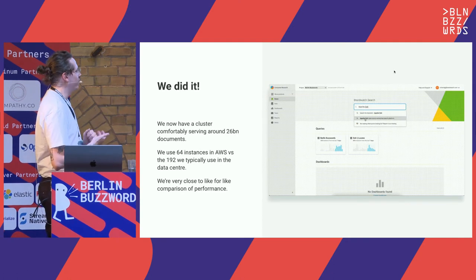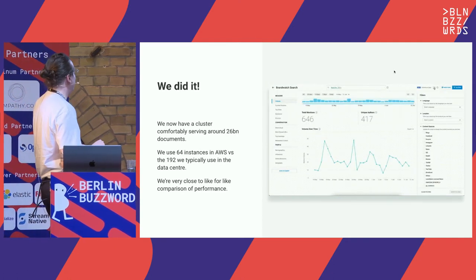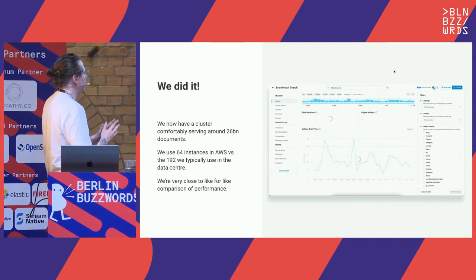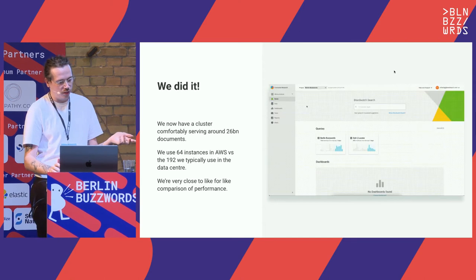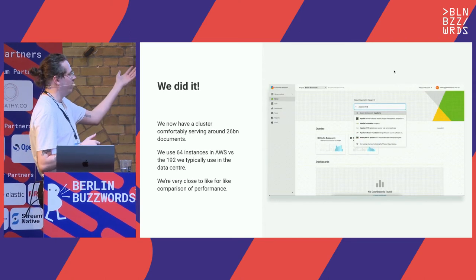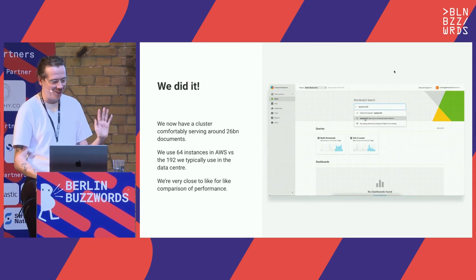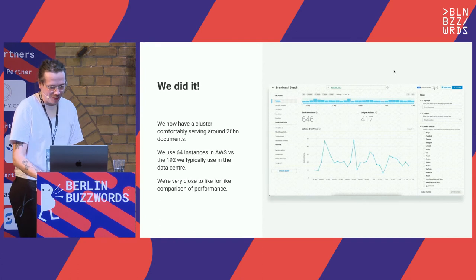So on the right there is an example of one of the products that we sell. It runs on just 64 AWS instances instead of 192 that we typically use, and we're quite close on performance. For some reason, this demo gives way slower than the actual real life, I do promise you that. I think it's due to whatever website I used last night.